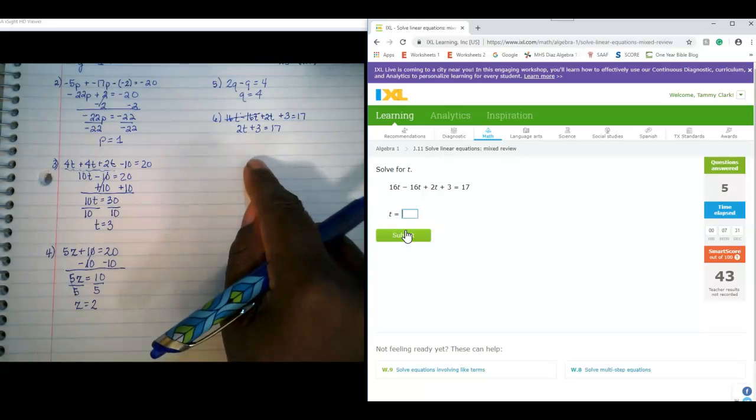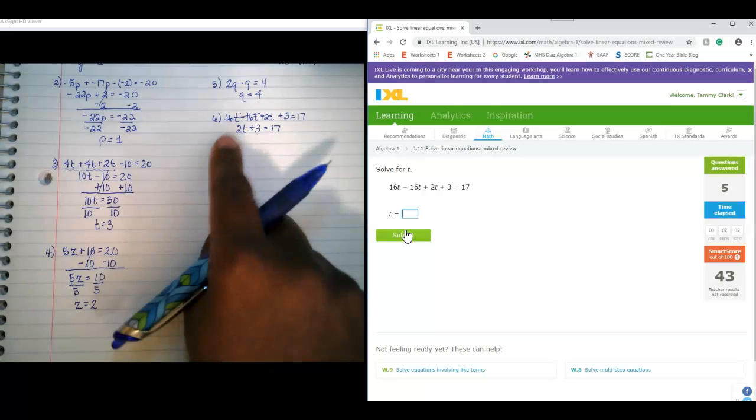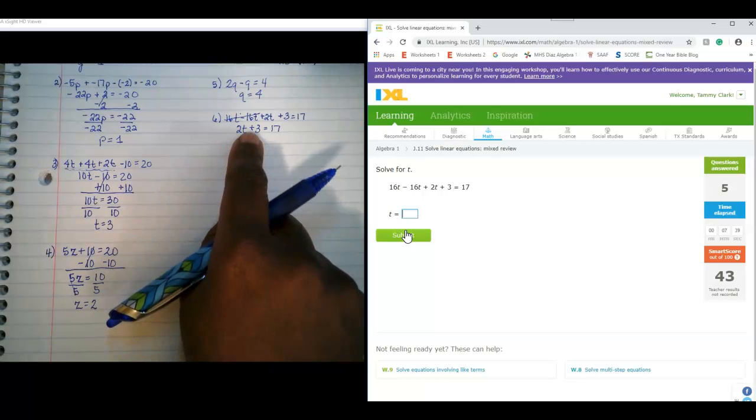By inspection, I think, what do I have to add to 3 to get 17? Well, I have to add 14. So 2 times some number has to be 14. I'm thinking that number is 7, but let's test it.